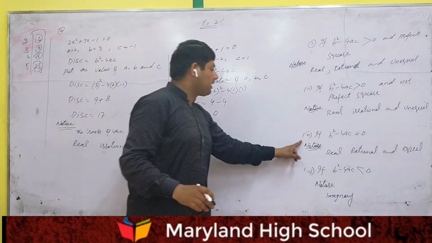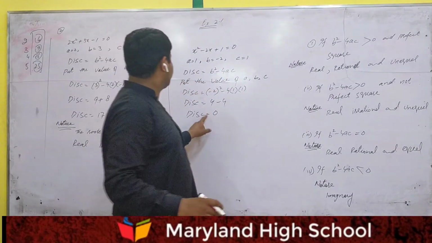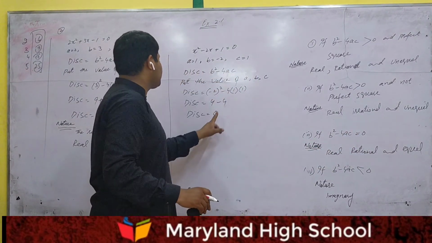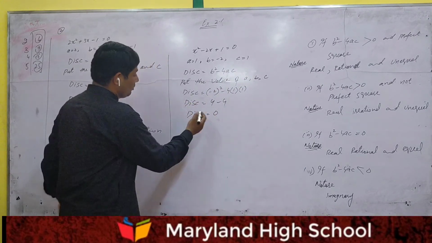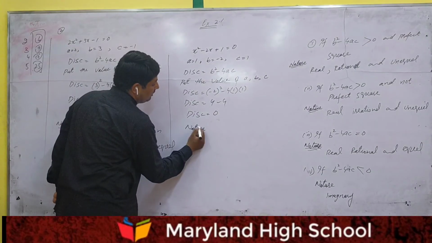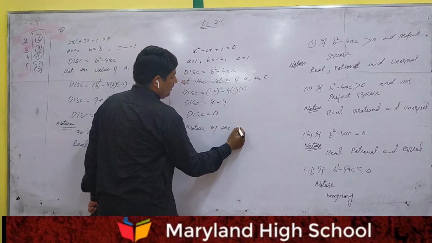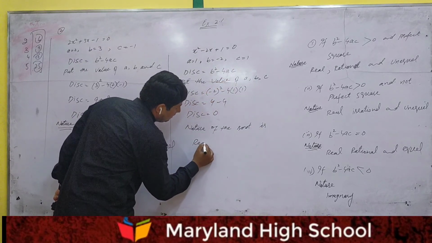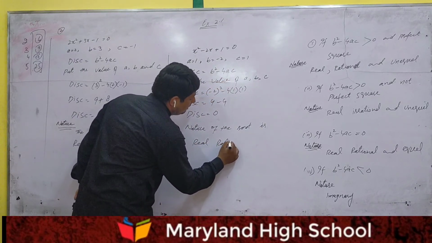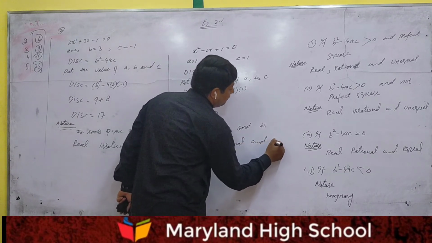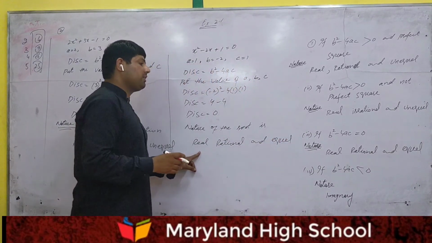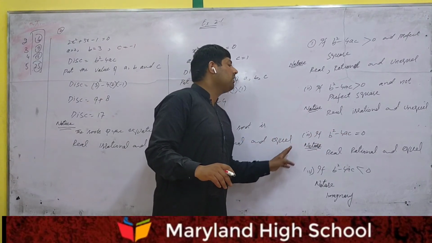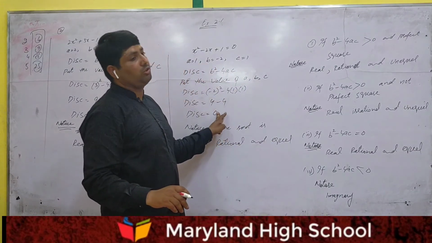Now rule number 3 is applicable on this question. It means b square minus 4ac is equal to 0. So the nature of the roots is real, rational and equal. 0 is also a real number, 0 is also called a rational number, and equal means discriminant is equal to 0.